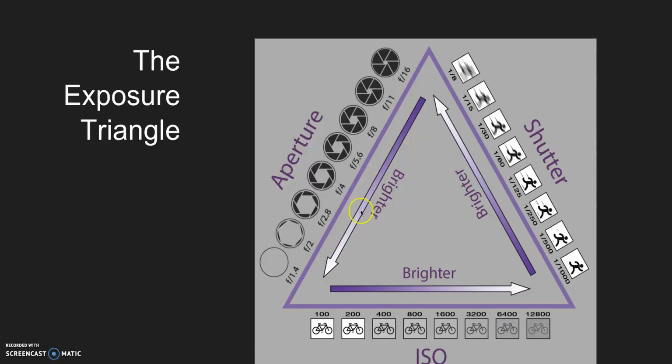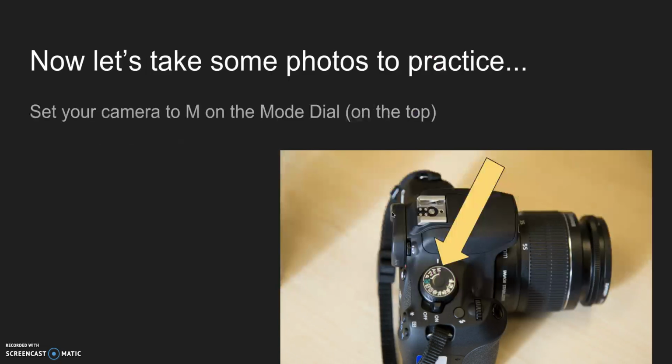Like I said, I just want you to be aware of how this all works. You don't need to memorize this or fully understand it at this point, but I want you to be aware that those settings play together. Okay, so now we are going to take some photos to practice. I'm going to walk you through the steps that you're going to go through at the end of this presentation, and you can change your camera settings as we go, but then I'll go through the process of exactly what you need to do after we get everything all set.